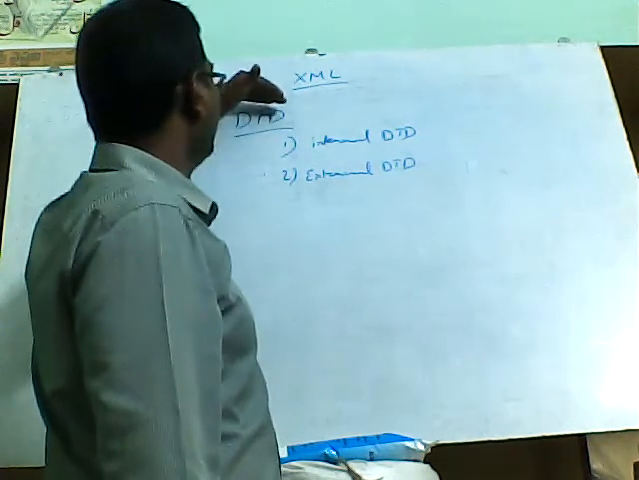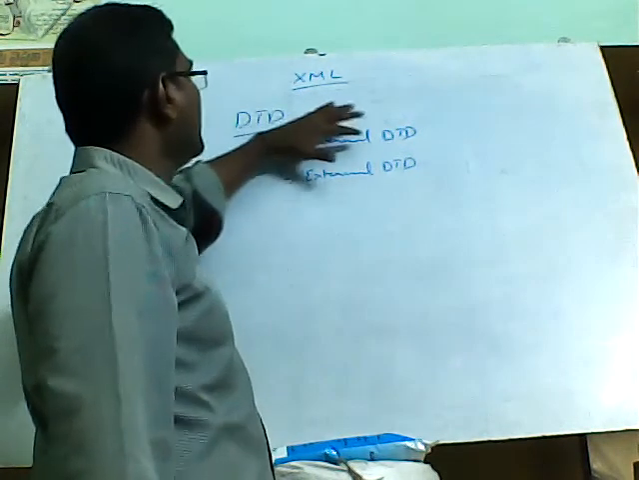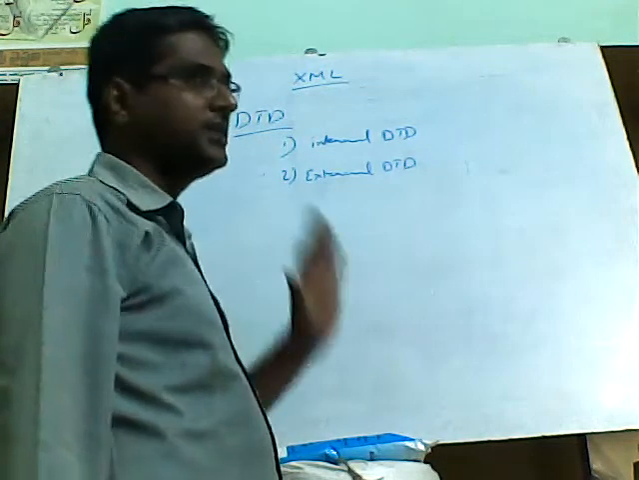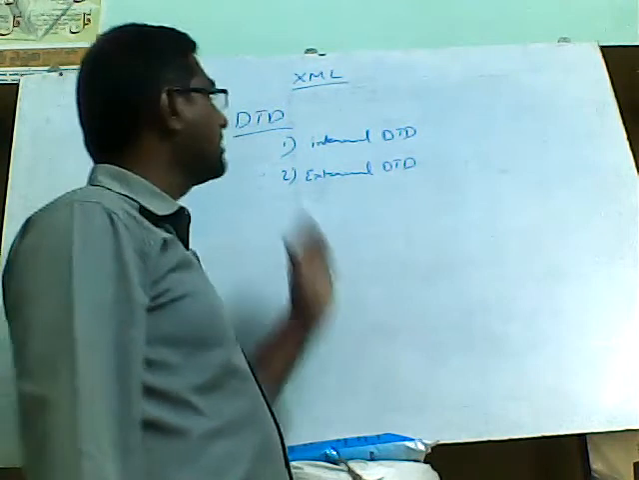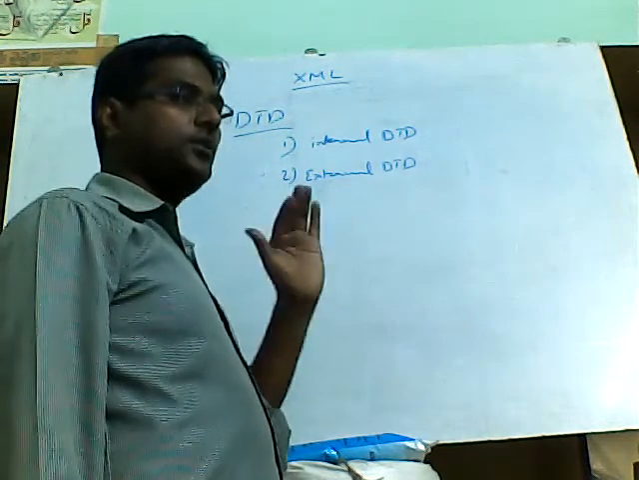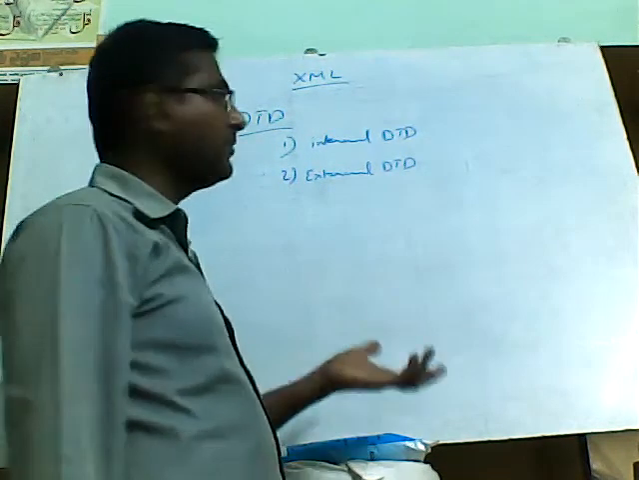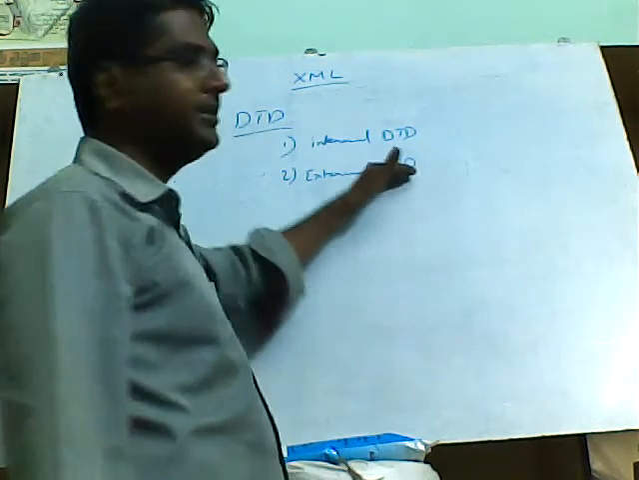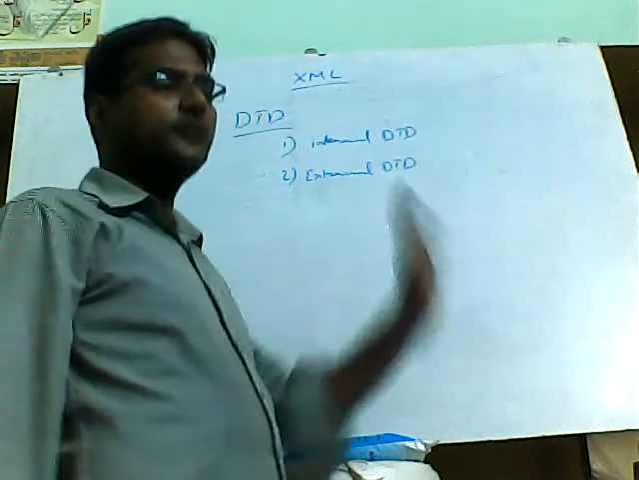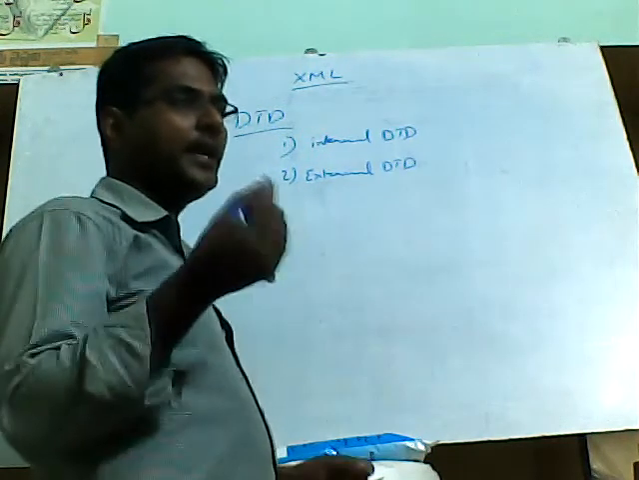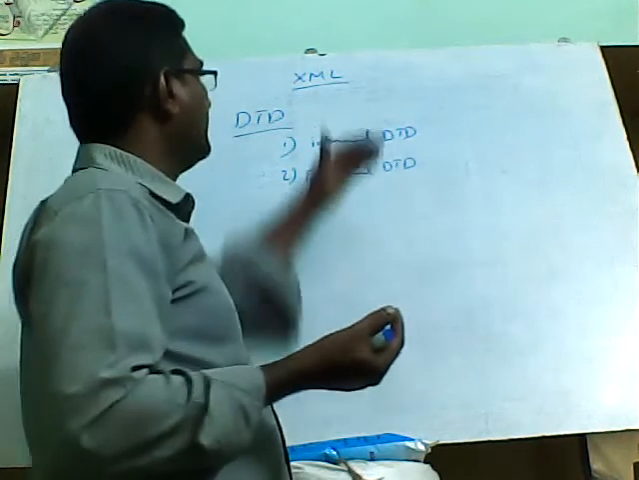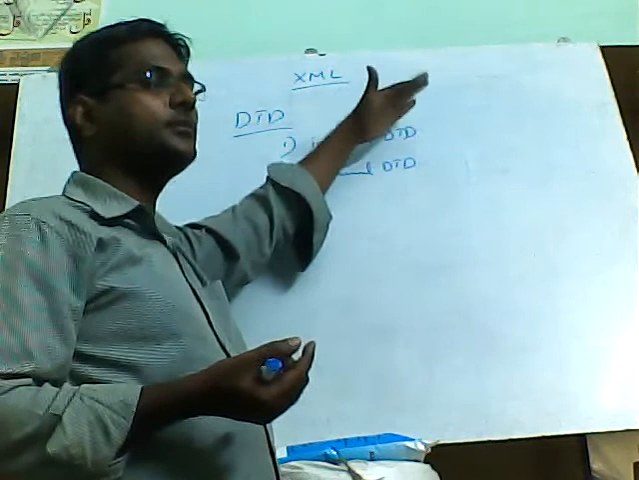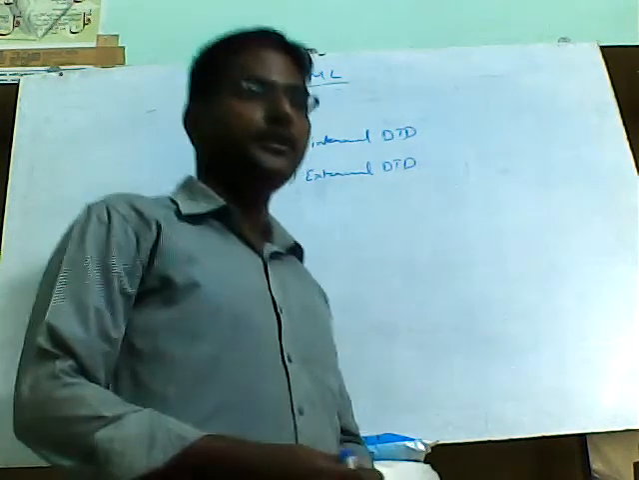So based on that DTD definition, it can be categorized into two different types, that is internal DTD and external DTD. So these are two different types. In the next lecture, I will be explaining what the internal DTD is and what the external DTD is. Very easy one. By using just one tag element, we can add this DTD to the XML document. Very easy. Okay, right. So thank you.